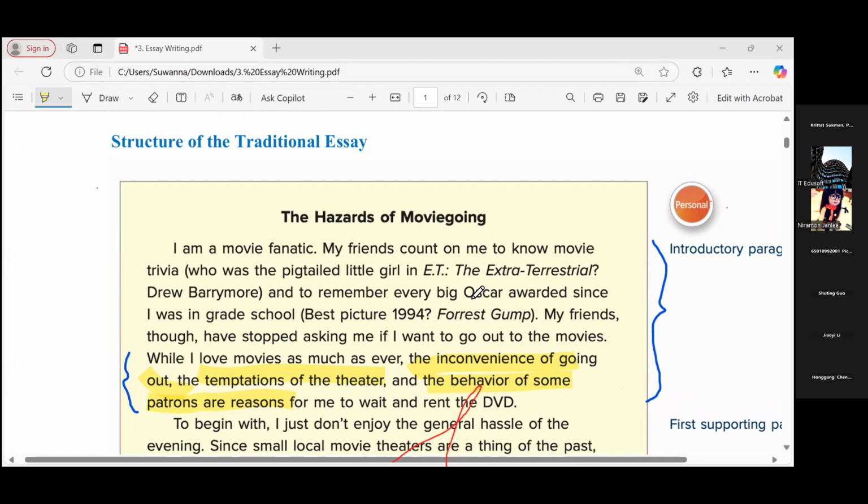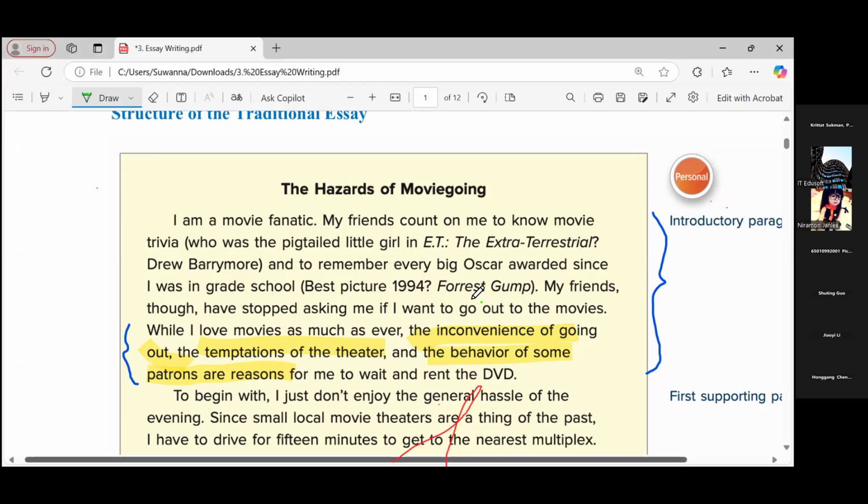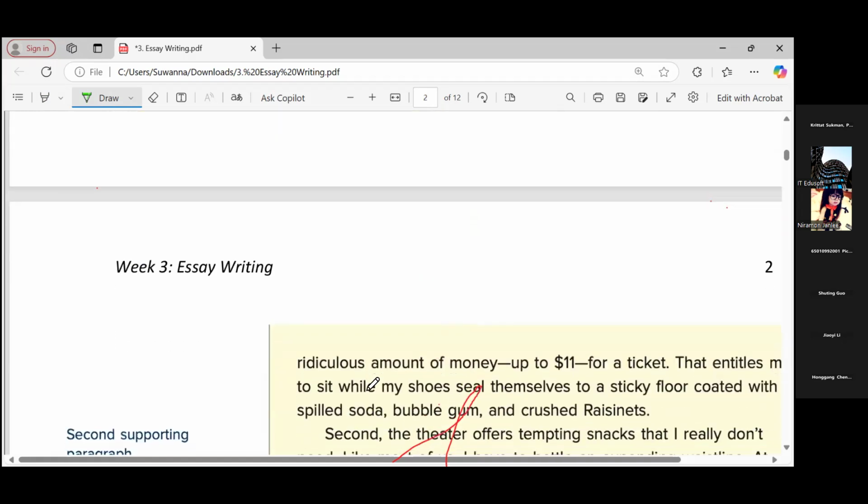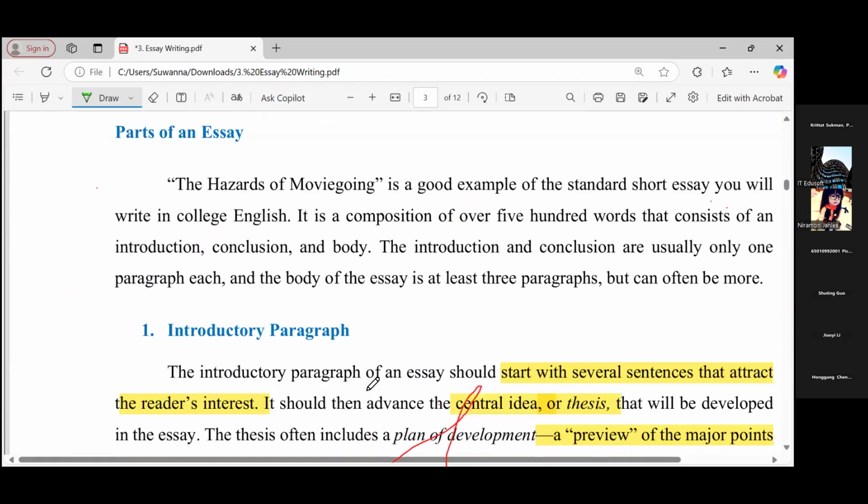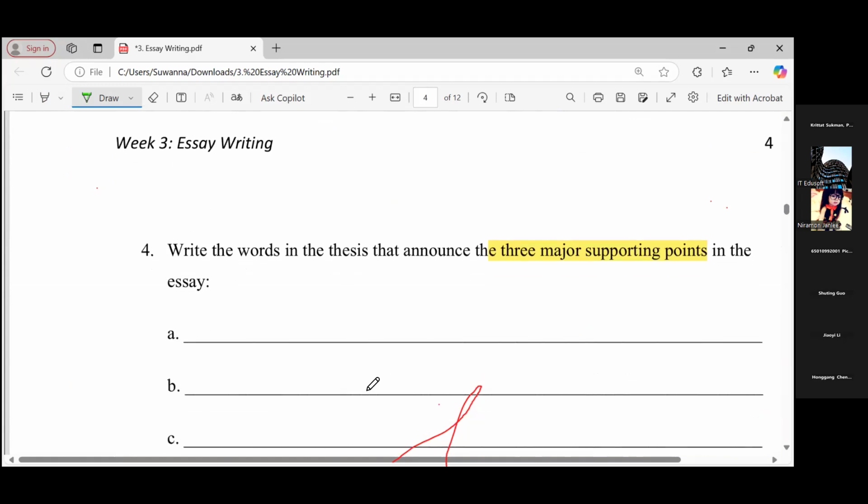Look, the first point is in the thesis statement. Yes. The first point is over here: the inconvenience of going out, right? And the second point, the temptations of the theater. And the last point is the behavior of some patrons, correct? So this is what you will write in the exercise.